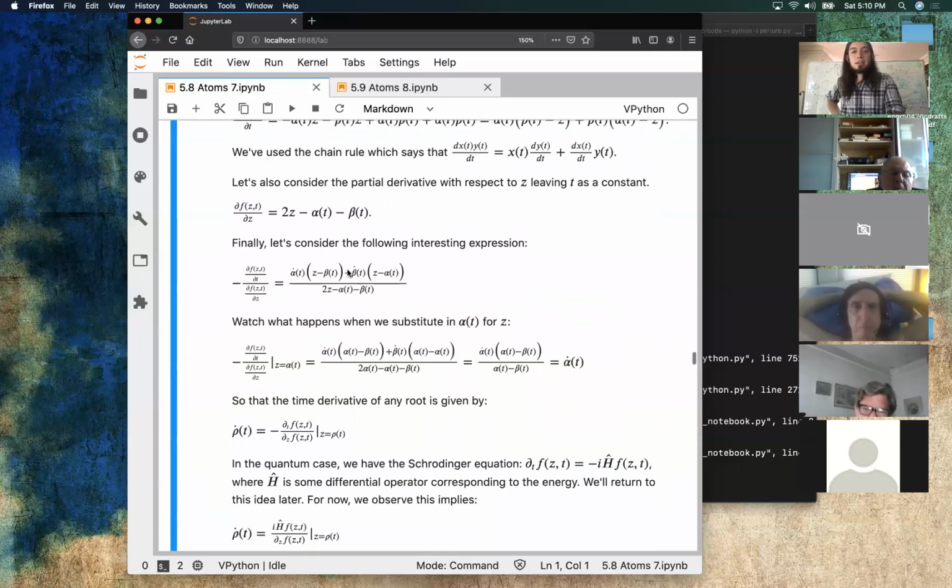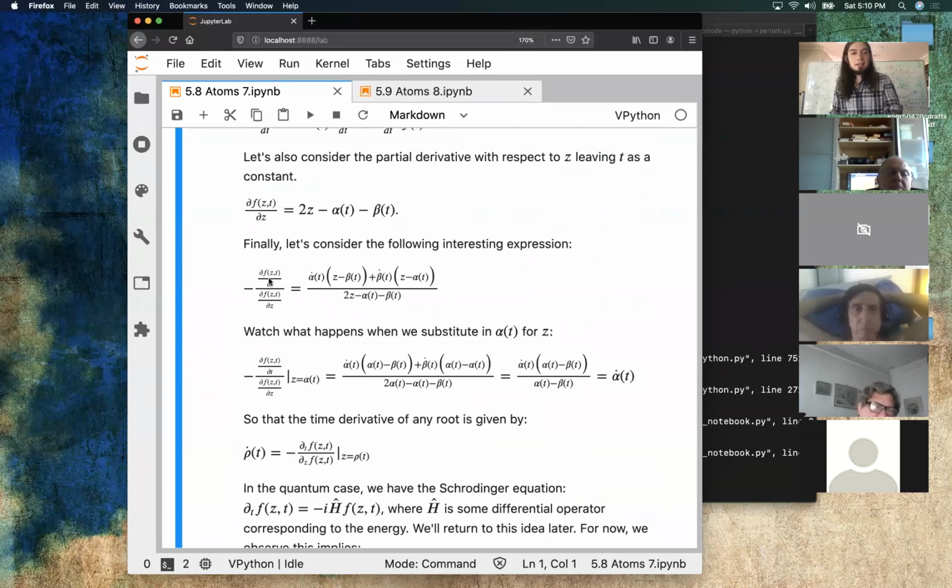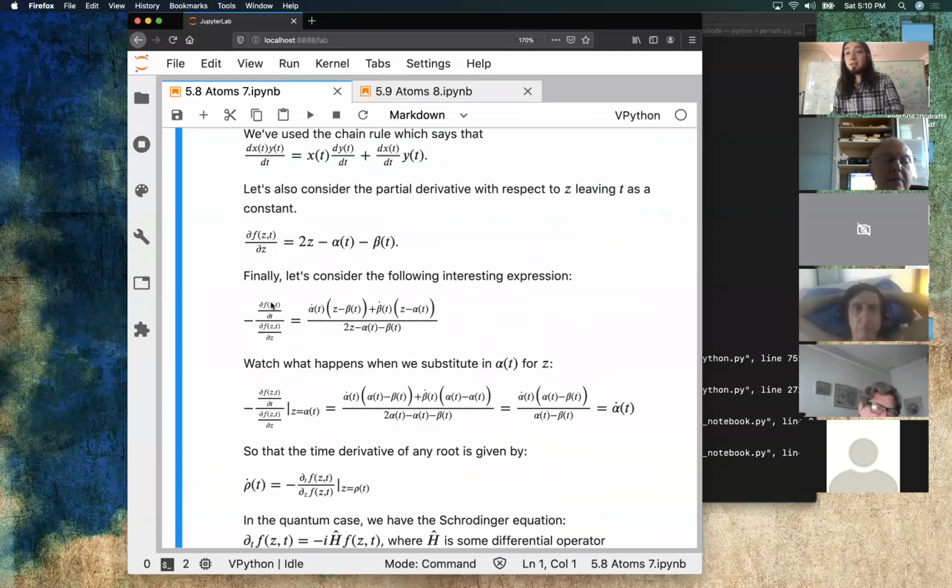Now, here's the cool thing. Consider this expression, where we take the partial derivative with respect to time over the partial derivative with respect to z. And we get this expression here: change in time of alpha times (z - beta(t)) plus change in time of beta times (z - alpha(t)), over 2z - alpha(t) - beta(t). I've just substituted in there, and there's a little minus sign.